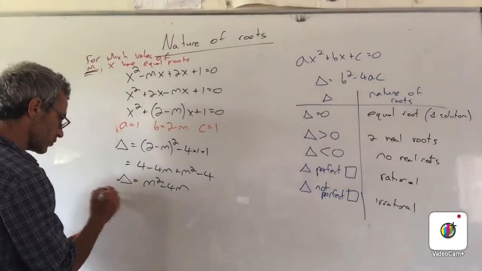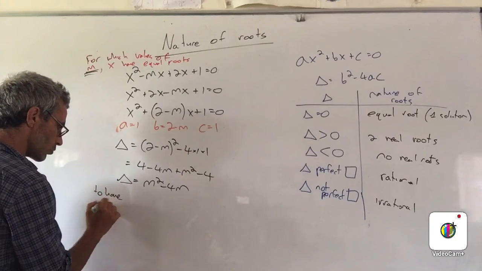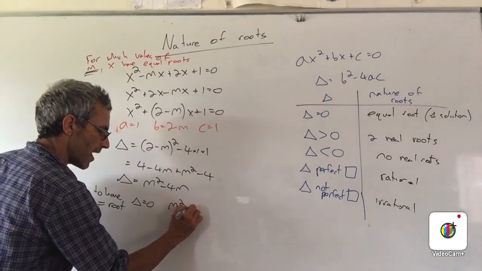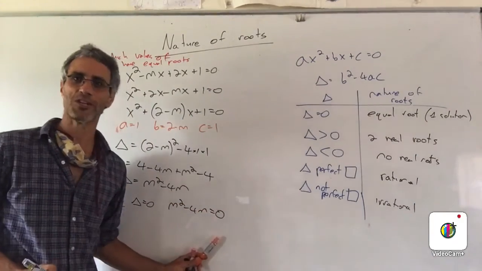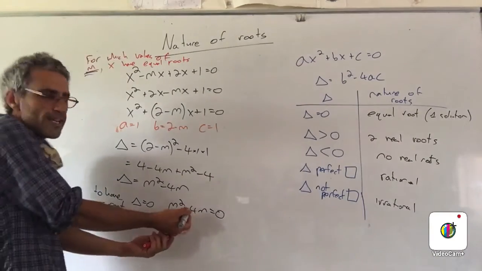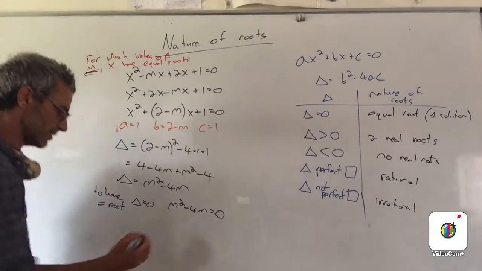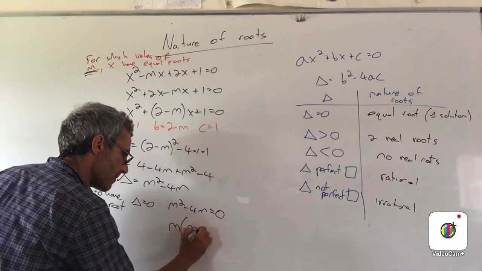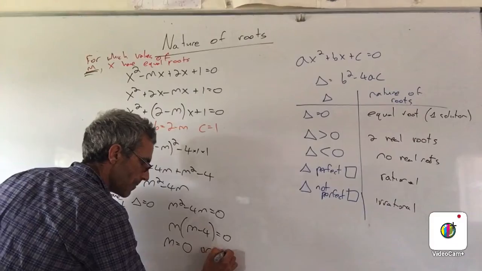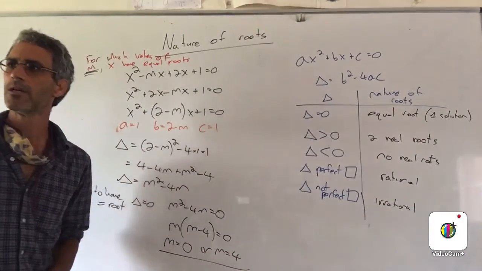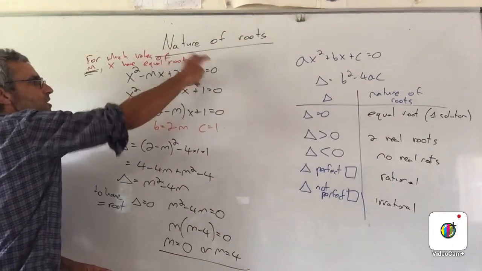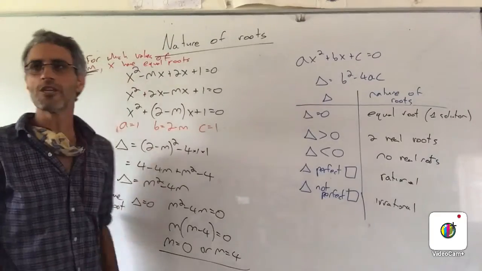So in other words, to have equal roots, delta must be equal to 0. In other words, m squared minus 4m equals 0. That's an equation for m that I'm going to solve. That's an easy equation. We learned that from, I think, grade 9. We pull m out: m times (m minus 4) equals 0, and the answers are m equals 0 or m equals 4. And that's the answer. If m is 0 or m is 4, if you substitute here, you'll get equations that have equal roots.